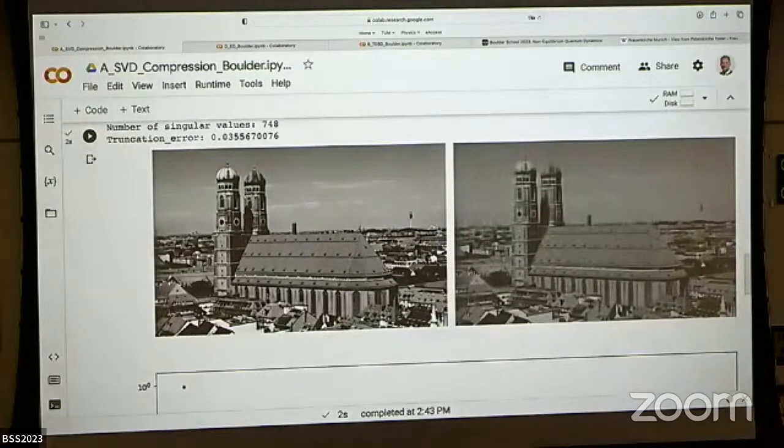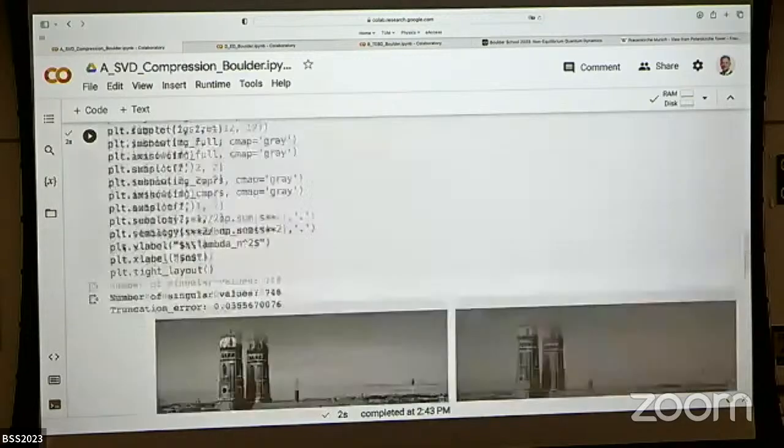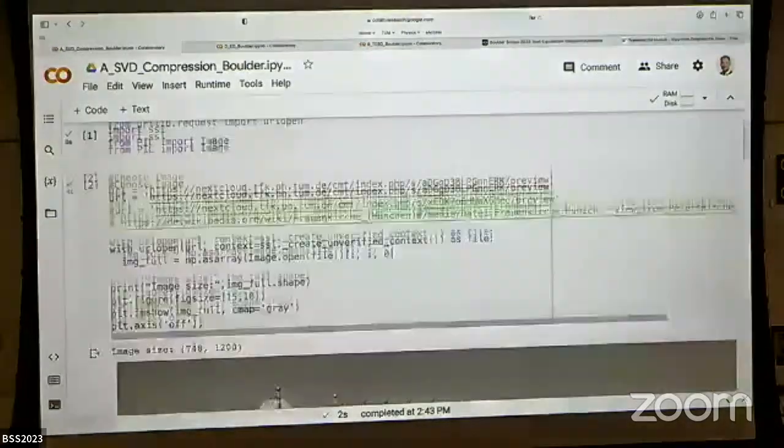So now we see that by taking 50 out of the order of 800 of the states, we just get at least a recognizable state of this Frauenkirche. This is now chi equals 50. So now we just take 50 out of 800 singular values. But now this also depends quite a bit on what kind of image we choose.